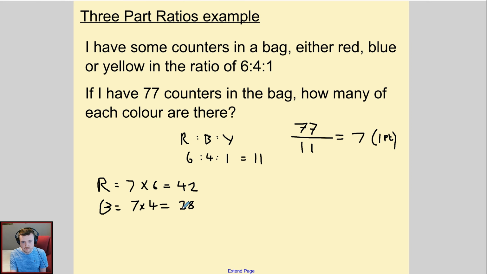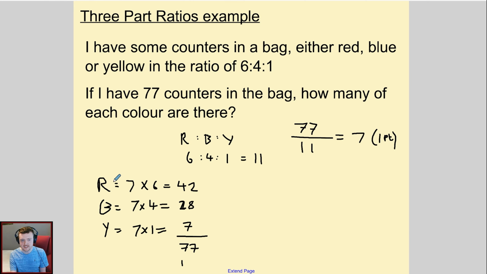That's a 2. There we go, 28. And then yellow is equal to 7 times by 1, which is equal to 7. When we add all these up together, we'll get 77, which we should check. 7, that's 10, add 7 is 7, and then put the 1 down here. 4 add 2 is 6, add 1 is 7. So we end up with 77.